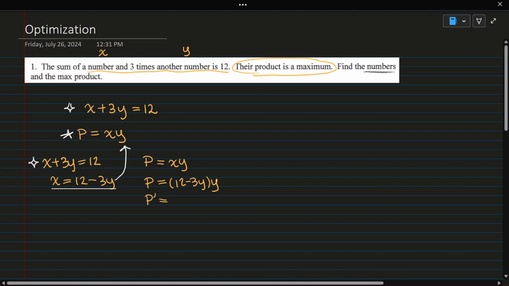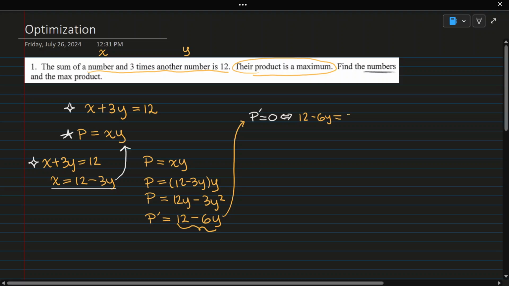So the derivative of p for our product is, what I'm going to do first is carry this multiplication out to make things easier. So I'll distribute this y and get this, and now I will take the derivative. P prime is equal to 12 minus 6y, and I want p prime equal to 0. And that's going to happen when I set whatever p prime is here equal to 0. So I need 12 minus 6y equal to 0. So that means I need negative 6y equal to negative 12, or y equals 2.